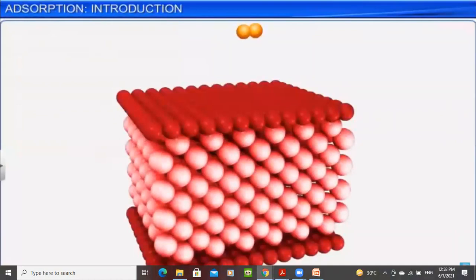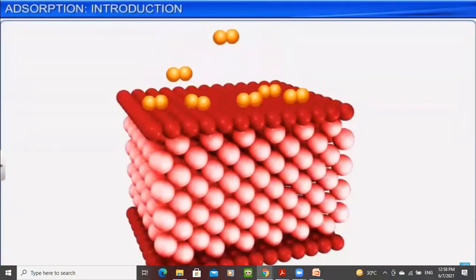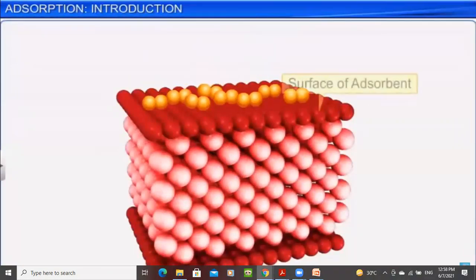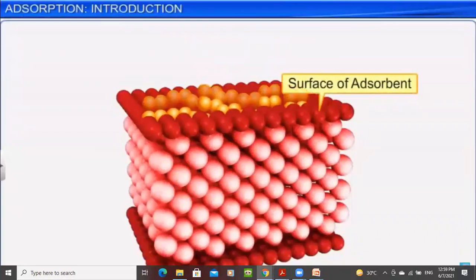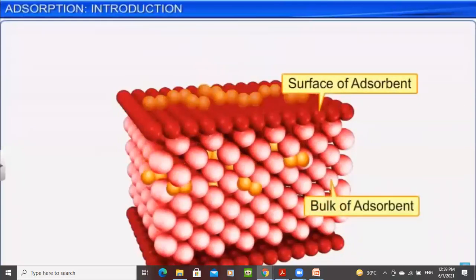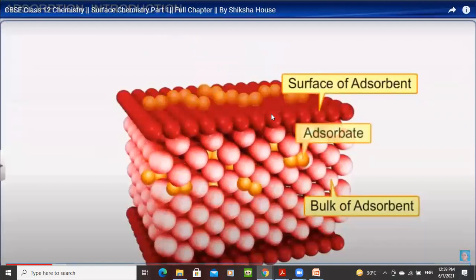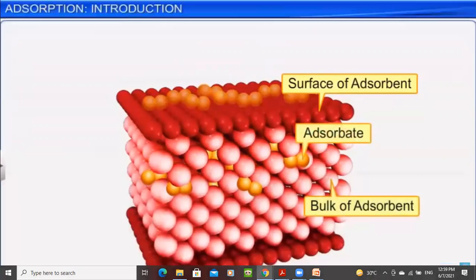So in silica gel, what happened? The water gets into the spaces between the molecules in absorption, but in adsorption in silica gel, it just sticks to the surface. So when it happens on the surface, it is adsorption, but when it moves inside, that is absorption. Okay.